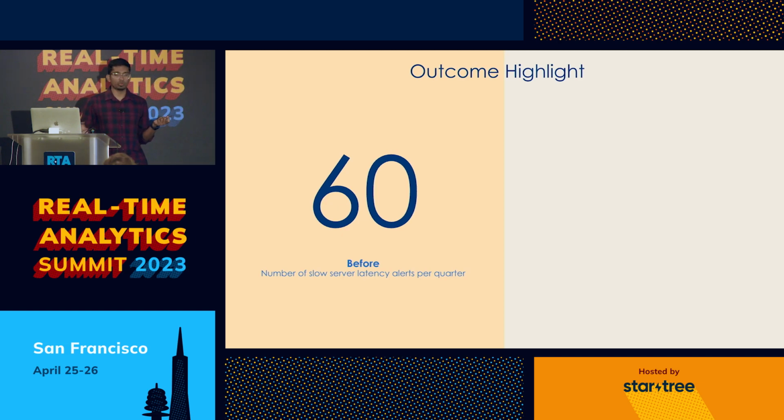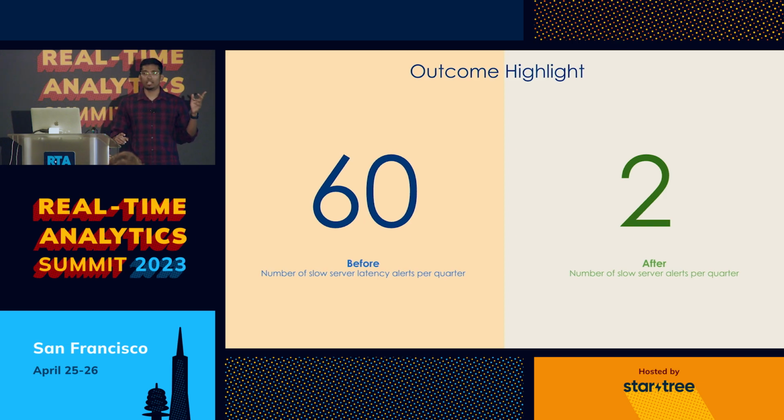So before this feature was deployed, we saw about 60 plus alerts every quarter. And after this feature was deployed, the alert count came down to 2. And these 2 alerts that you see here are genuine server slowness alerts that happened because of permanent failures like disk failures. And they actually had to be looked at.